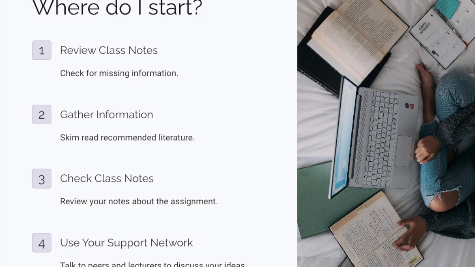Talk to your peers, talk to your lecturers to discuss your ideas, discuss their ideas, and really think about whether or not your initial ideas are kind of on track. So use your support network, talk to your peers, talk to your lecturers, take the opportunity to discuss your ideas before putting a formal plan into place.